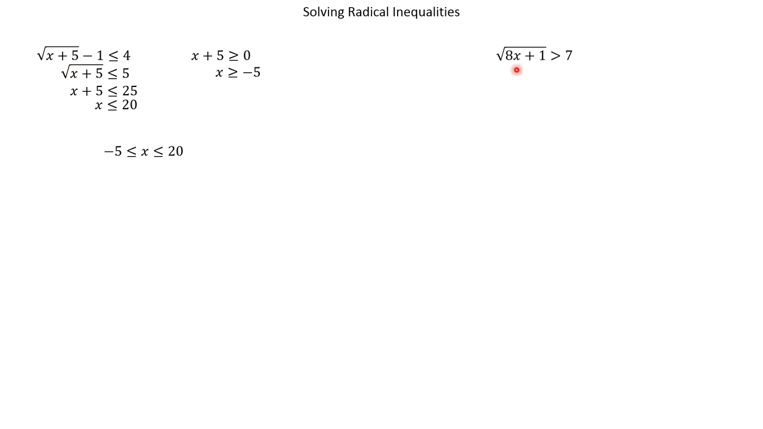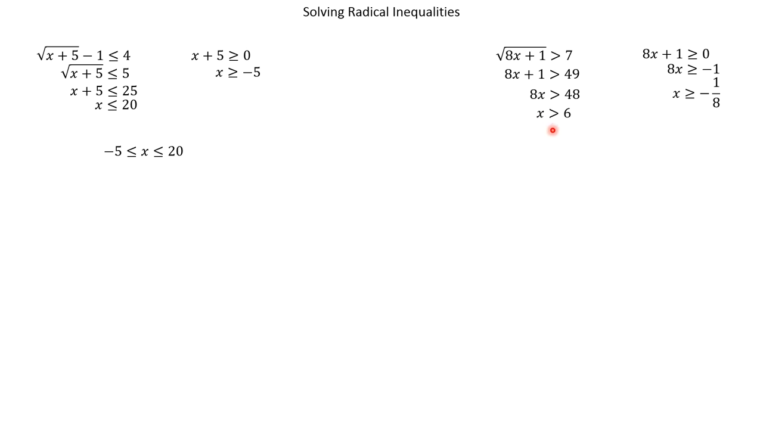Another one like this. Square root of 8x plus 1 is greater than or equal to 7. First step, 8x plus 1 has to be greater than or equal to 0. Subtract 1. Divide by 8. X is greater than or equal to negative 1/8. Then back here, we can square both sides. Get 8x plus 1 is greater than or equal to 49. Subtract 1. 8x is greater than or equal to 48. Divide, x is greater than or equal to 6.